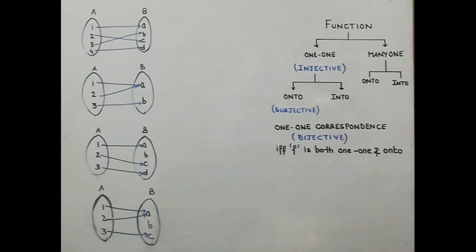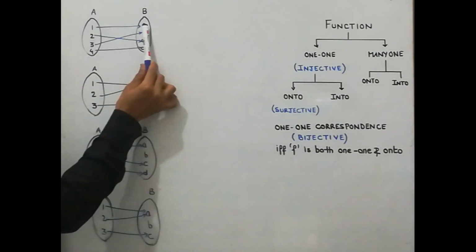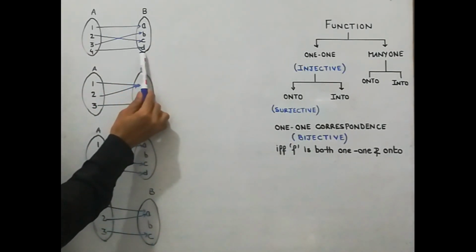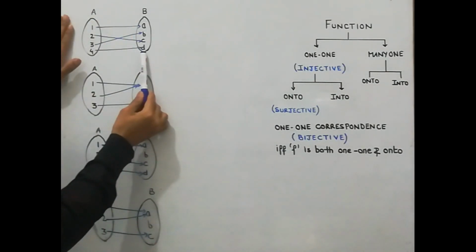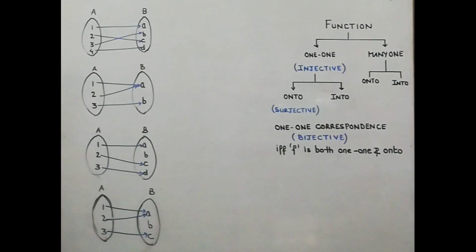Now what is into and onto? Now remember, elements in the second set are known as images, and elements in set A are known as pre-images. Is it clear to you? Elements in set B, that is the second set, are known as images, and the elements in set A, that is the elements in the domain, are known as pre-images.